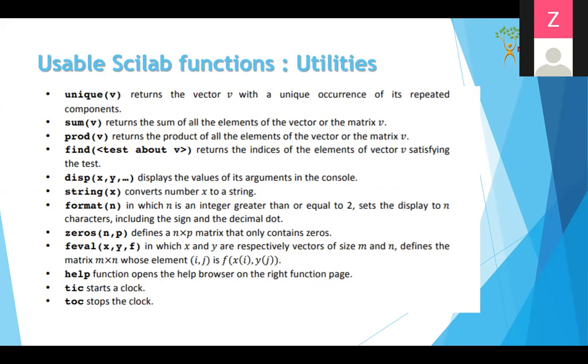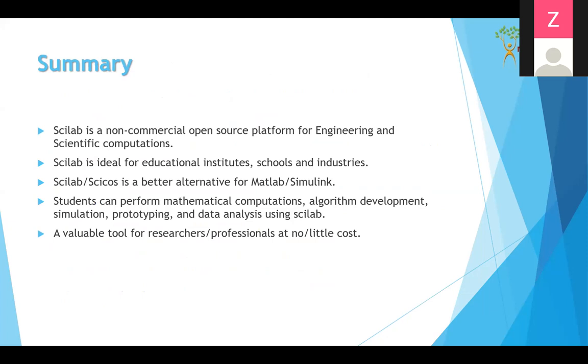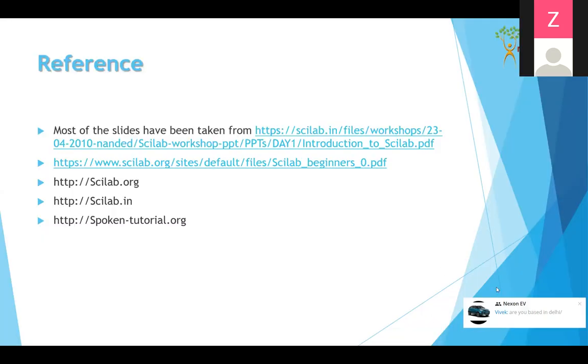Some of the utility functions. Now, Scilab is a non-commercial open source platform for engineering and scientific computations. So you can use it for any kind of computations. Scilab is ideal for educational institutions, schools, and industries. It is a better alternative to MATLAB and Simulink. It can perform mathematical computations, algorithm development, simulation, prototyping, and data analysis. It's a valuable tool for researchers and professionals at no cost. I've picked up the material from these links. It is also available in the last slide as reference.